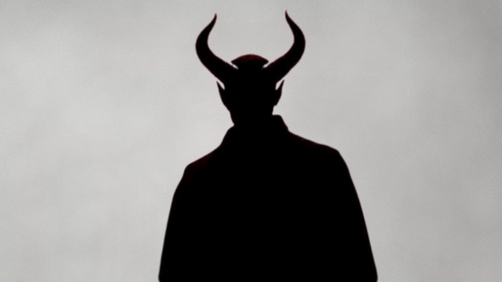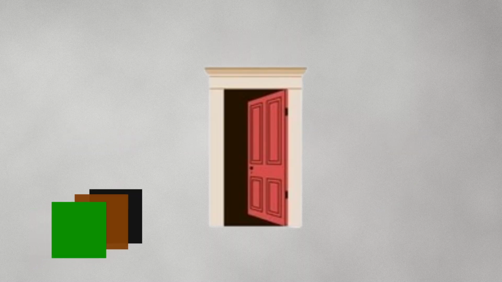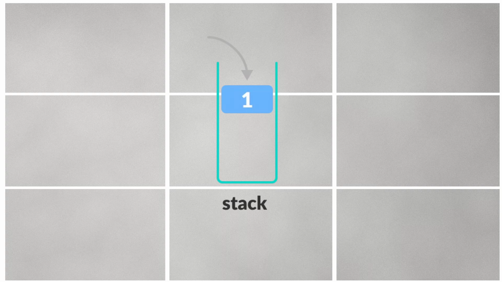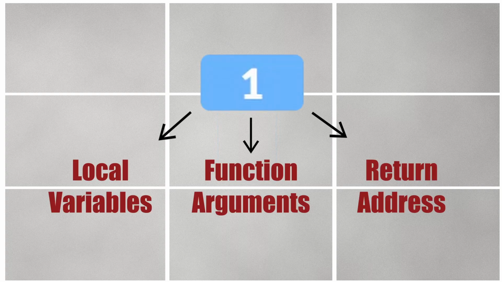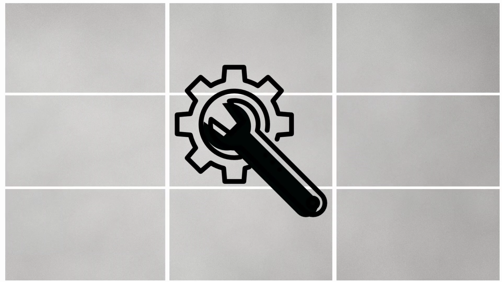Now let's talk about the real speed demon, the stack. The stack is clean, organized, and insanely fast. It operates on a strict last-in, first-out basis. Every time you call a function, the system pushes a new stack frame onto the stack. That frame contains your local variables, function arguments, and the return address. When the function returns, that entire frame gets popped off instantly. No searching, no drama. This is lightning fast because the CPU simply adjusts a single stack pointer using basic math. No complex operations. Just pure, predictable speed.